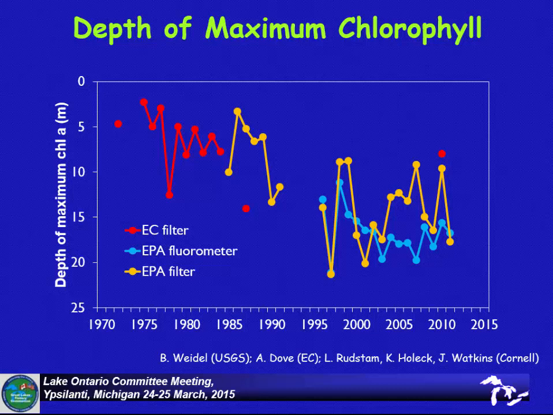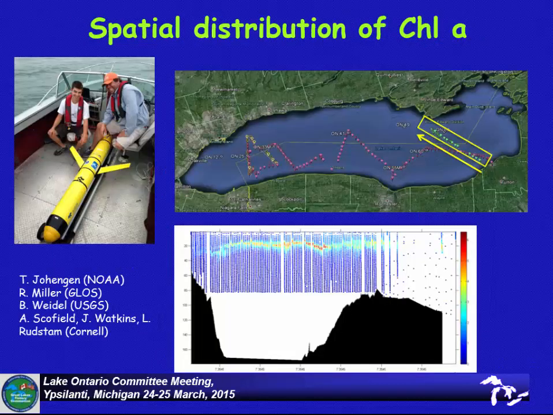depths. So this is some data provided by Brian Weidel and others showing a time series of the depth of maximum chlorophyll recorded through a series of long-term monitoring programs starting in the 70s. But back in the early days, the depth of maximum chlorophyll was about 5 to 10 meters below the surface. Now we're in a case where it's 15 to 20 meters below the surface. So the depth of maximum production is occurring much deeper in the water column.